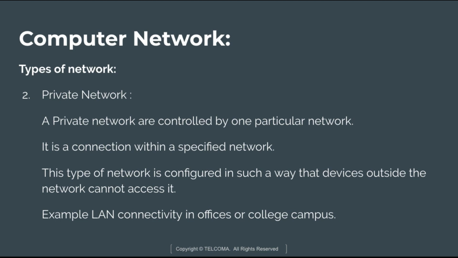So here the private networks are controlled by one particular organization, and it is connected within a specified network. This type of network is configured in such a way that devices outside the network cannot access it, and only a selected set of devices can access this type of network depending upon their settings encoded in the network routers or the access points. An example of a private network is LAN connectivity in offices or college campuses.